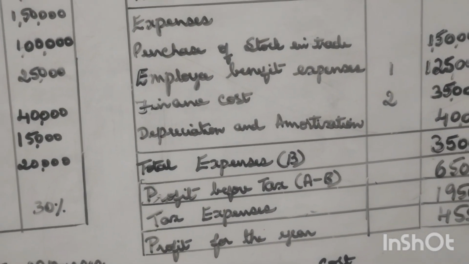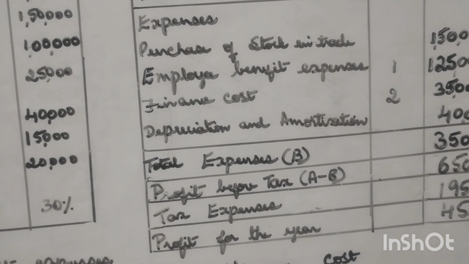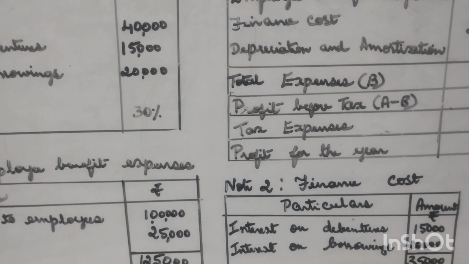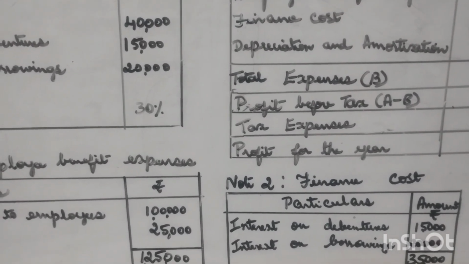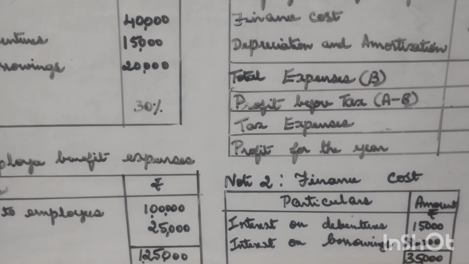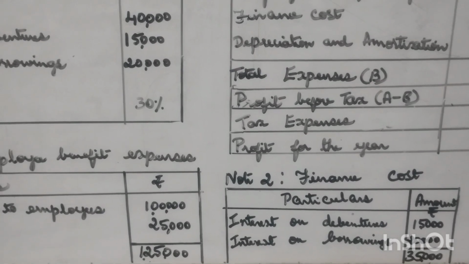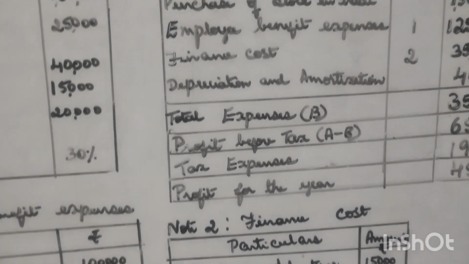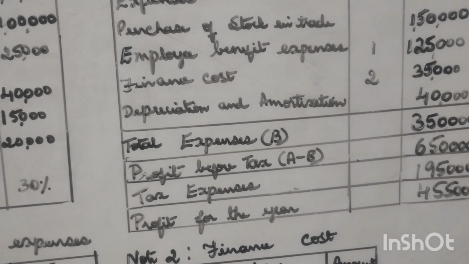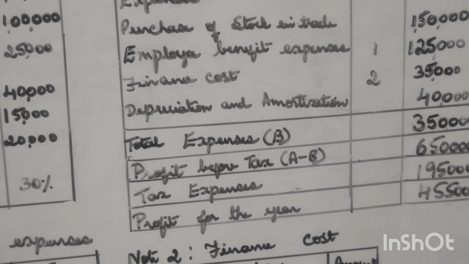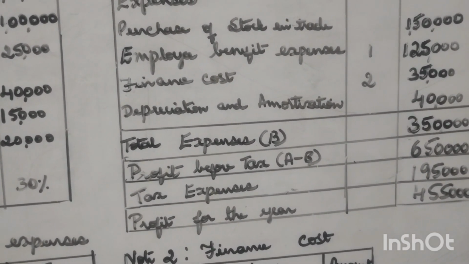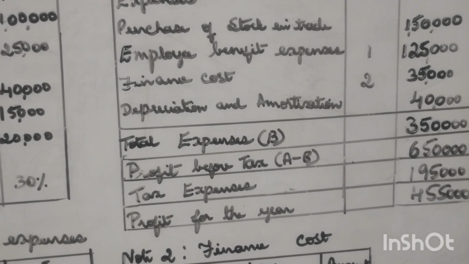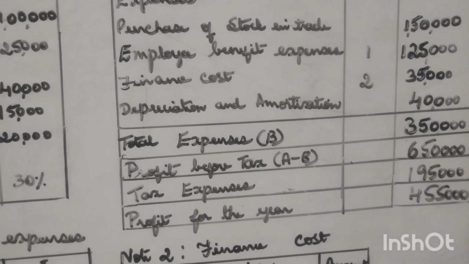Next, finance cost. Here we have finance cost as interest on debentures and interest on borrowings. Interest on debentures is given as 15,000, interest on borrowings is 20,000. So the total is 35,000. So make it note 2, finance cost, and the amount is 35,000. Next, depreciation and amortization expenses, given as 40,000.